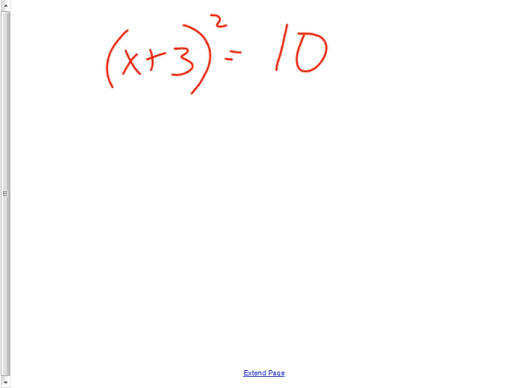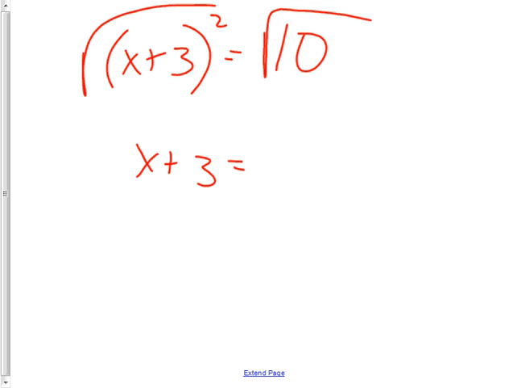How do you get rid of that squared? Take a square root. If I do a square root of both sides, then I get x plus 3 is equal to square root of 10. So I subtract 3 from both sides, right? What did I do wrong? You can tell by my tone of voice that I didn't do something right there. You remember?